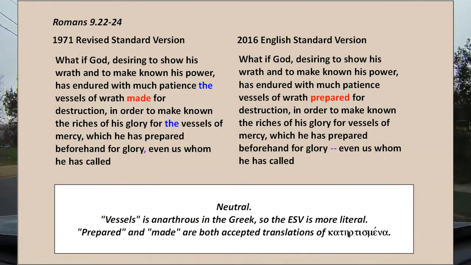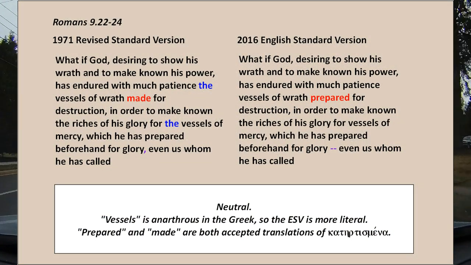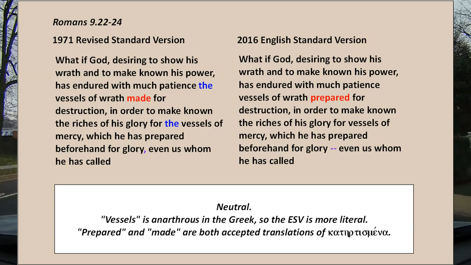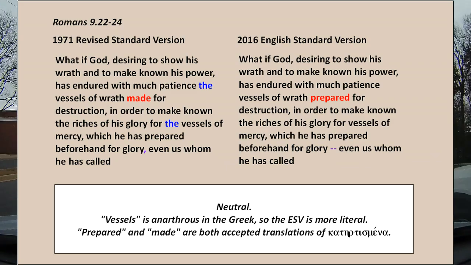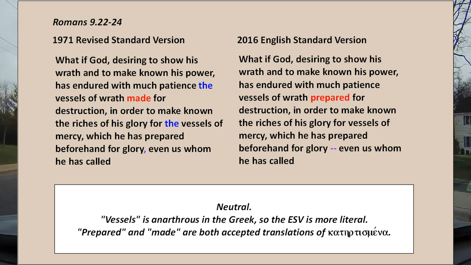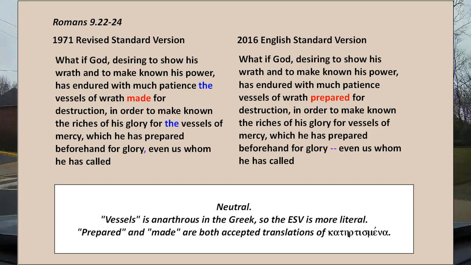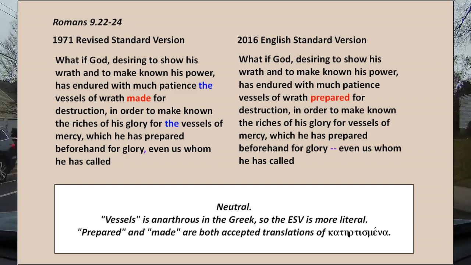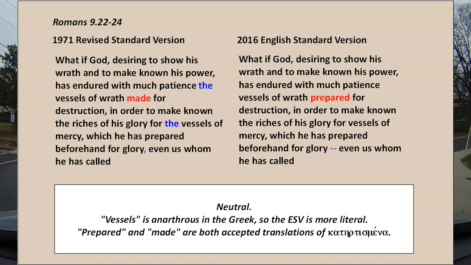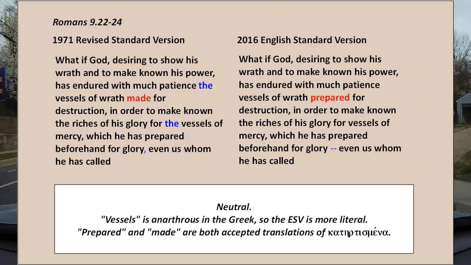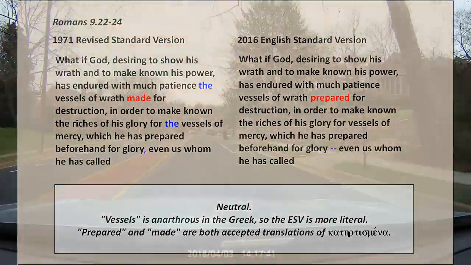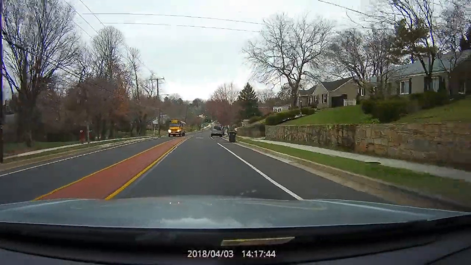Next is Romans 9:22 through 24, the famous vessels of wrath passage. The English Standard Version gets rid of the before vessels of wrath, and that's correct. That's a reasonable change because the Greek doesn't include the article there. Is made better than prepared, or prepared better than made? I think it's a wash, and I'm not sure why. It appears to me, I've noticed this in several places, the English Standard Version really likes these dashes. The commas seem to work well enough, but let them use dashes if they please.